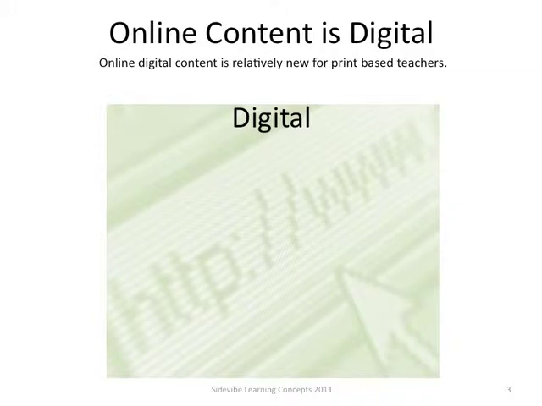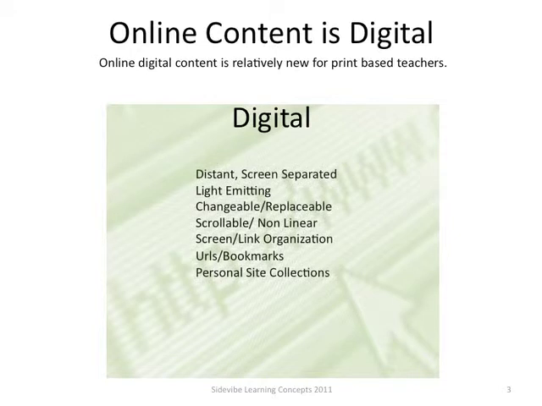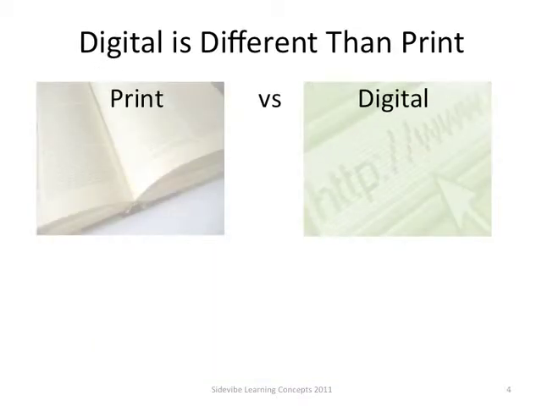Online content is digital and is relatively new for print-based thinkers like us. At first glance, digital resembles print, but on closer inspection, digital is much different. Digital comes through a screen of emitted light, and digital is less permanent. It's changeable, temporary. Online digital forms scroll sideways and vertically beyond the edges of the screen in expandable windows. And we link the content together with hyperlinks, and we collect personal bookmarks to compose our own digital libraries. So digital is different than print.